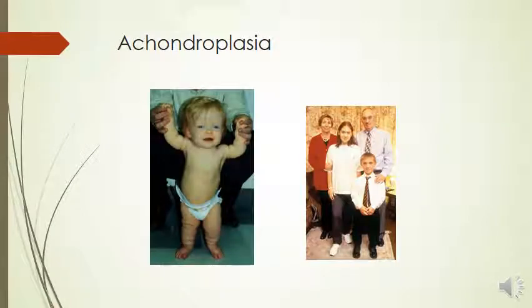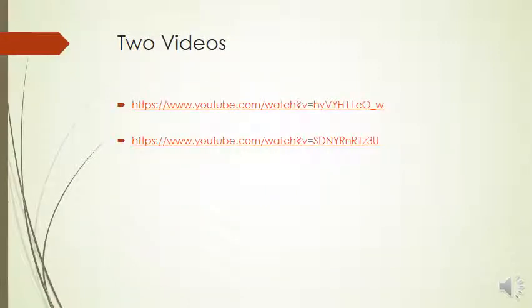This is a picture of a child that has achondroplasia, and as you see in this other picture, you can see the family of another child who has achondroplasia, and you can see that the family is of normal height and does not have the disease, nor does the elder sister. And you also can see that the father in this picture is a little older. These are two YouTube videos on the clinical manifestations of achondroplasia.